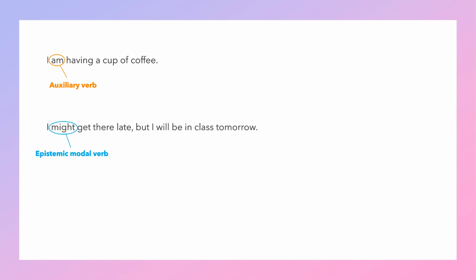So a few examples. I am having a cup of coffee. Am is just the auxiliary verb. Next one, I might get there late, but I will be in class tomorrow. Might is an epistemic modal verb because it isn't definite. She might get there late, shows doubt on her getting there in time. It's possibility that she might be late.